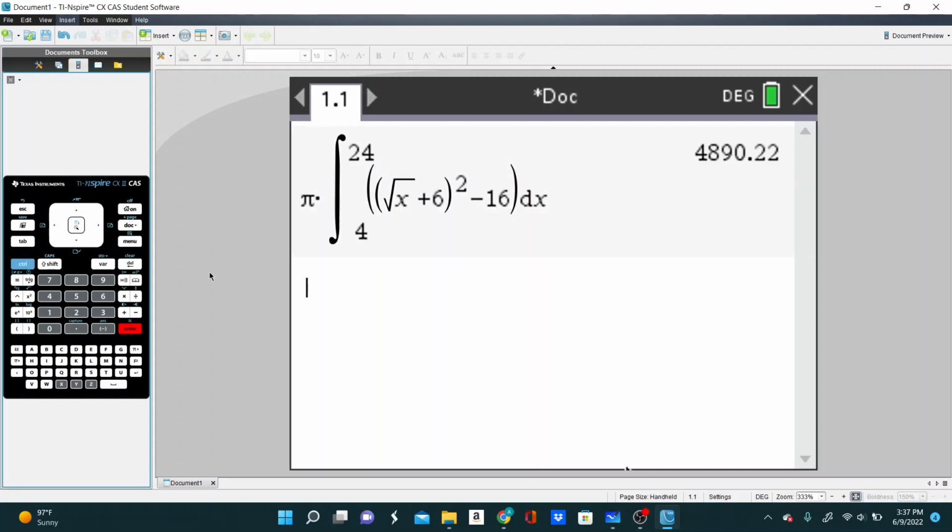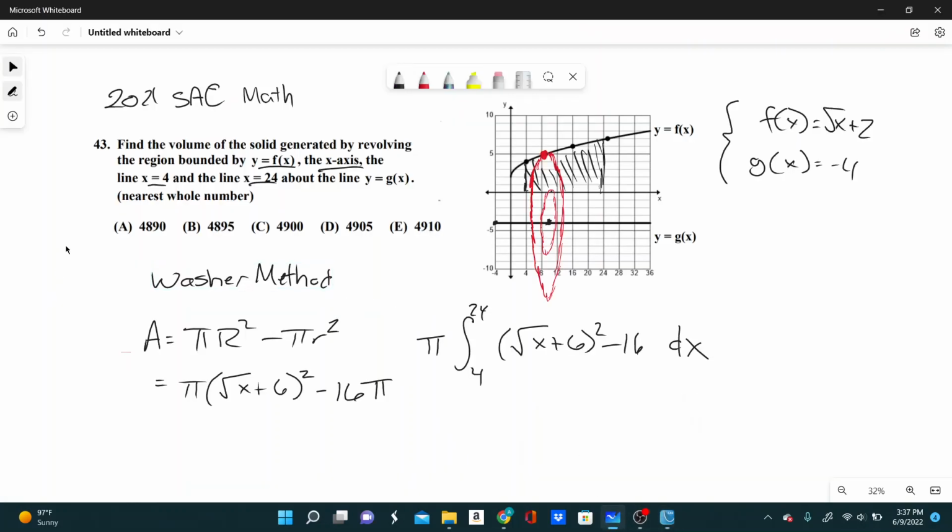And let's see what this gives us. 4,890. And let's hope that's an answer choice. Looks like it is. Looks like that's answer choice A.